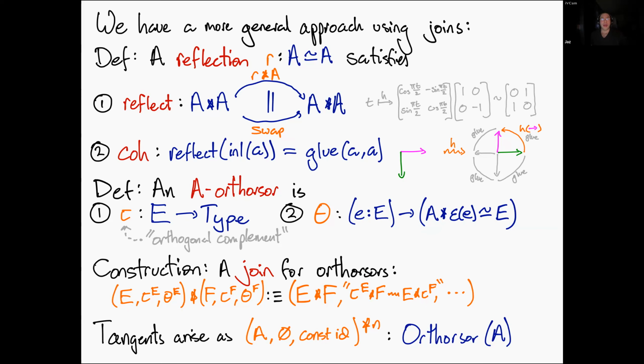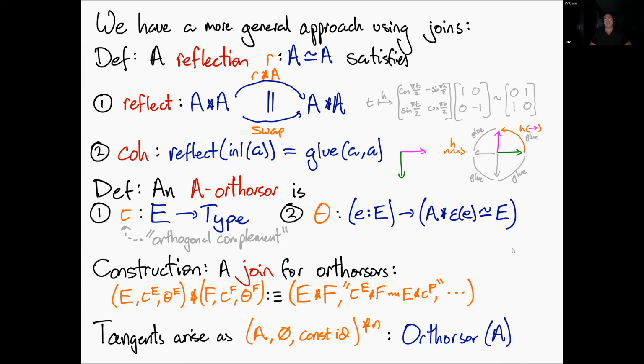A reflection is going to be an automorphism that satisfies the following two conditions. One of these conditions, which I'll call reflect here, says that if we go to the join of A with itself, where A is some type, then reflecting in the first component is homotopic to swapping the two components of the join. Okay. So in the classical world, where A was the real line and join meant direct sum, or in other words, if A is S naught, the unit sphere of the real line.